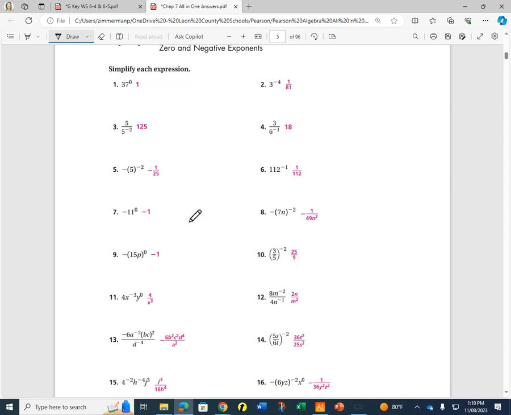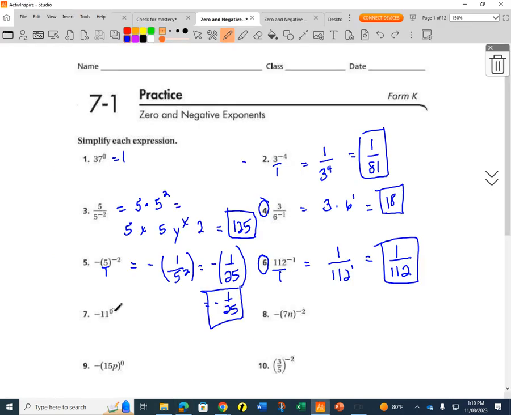Yeah, so this is a trick one. It's kind of tricky because there's not a parentheses or anything out there, right? In order for that to be negative, so let's go ahead and do this one. This is the opposite. So we're going to say that's the opposite of 11 raised to the 0 power. What is 11 raised to the 0 power? 1. So it's the opposite of 1.